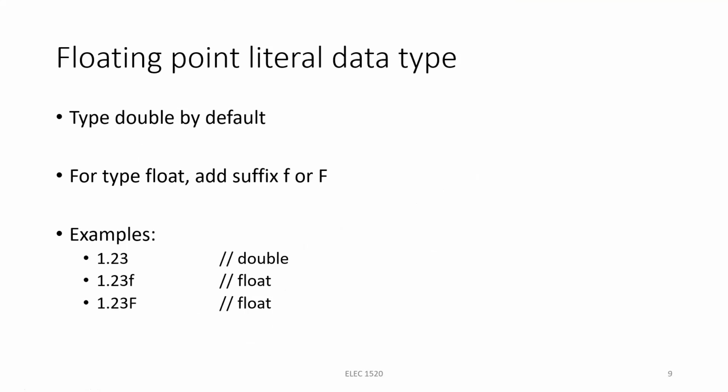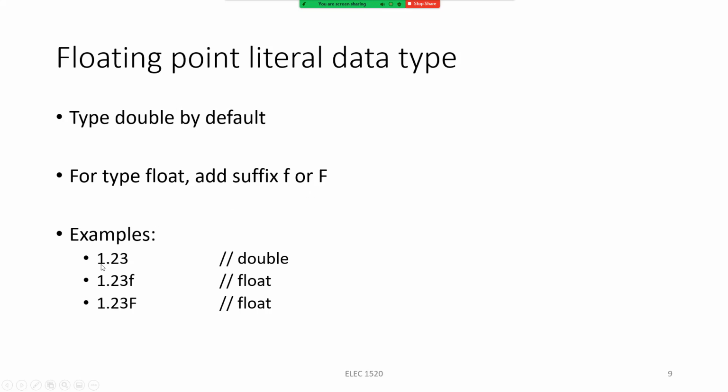Now, by default, whenever you write a floating point number, here's what you should remember: it's of type double. So a floating point literal data type is double by default, just like the integer literal by default was an int type. The floating point is a double. If you want to make it a float, then you can add the suffix lowercase f or uppercase F.